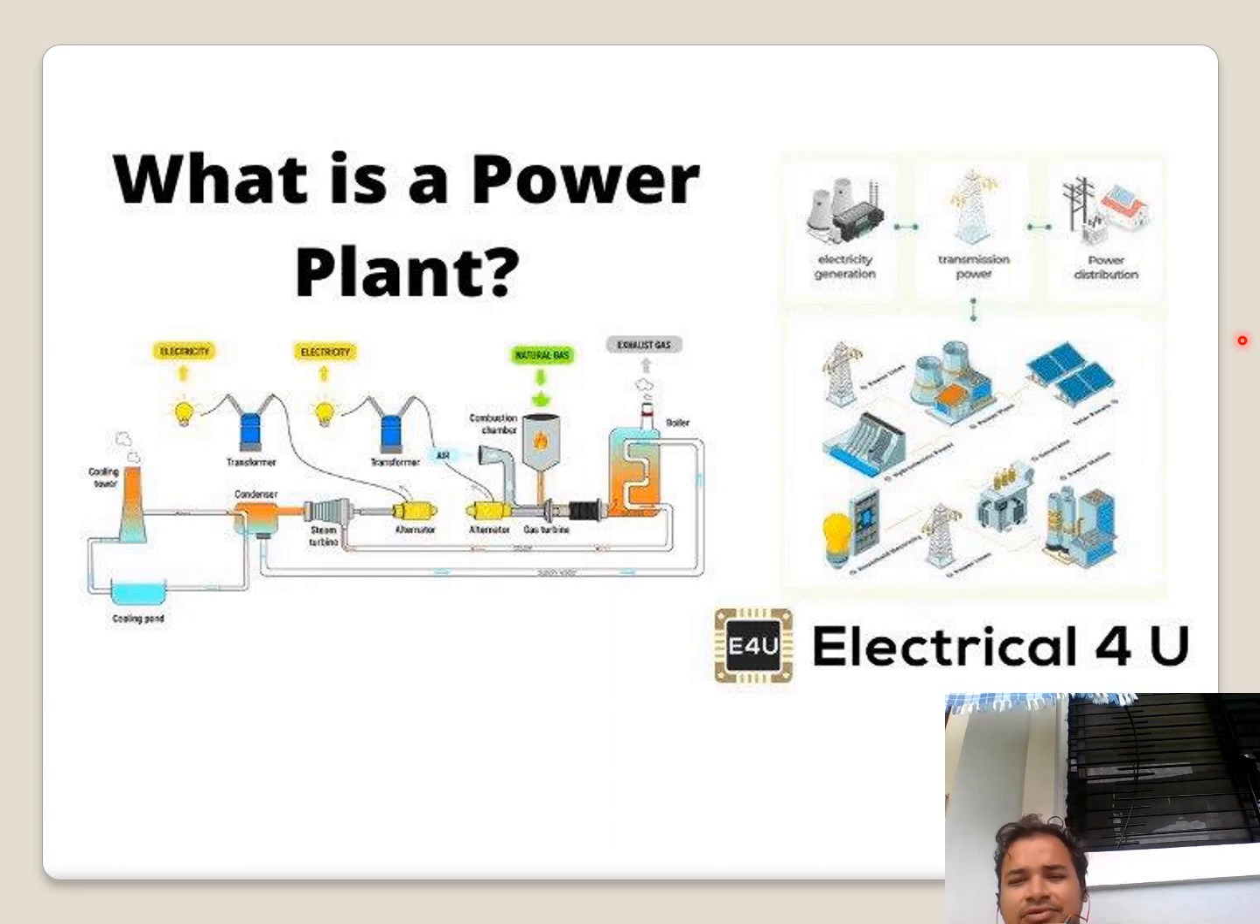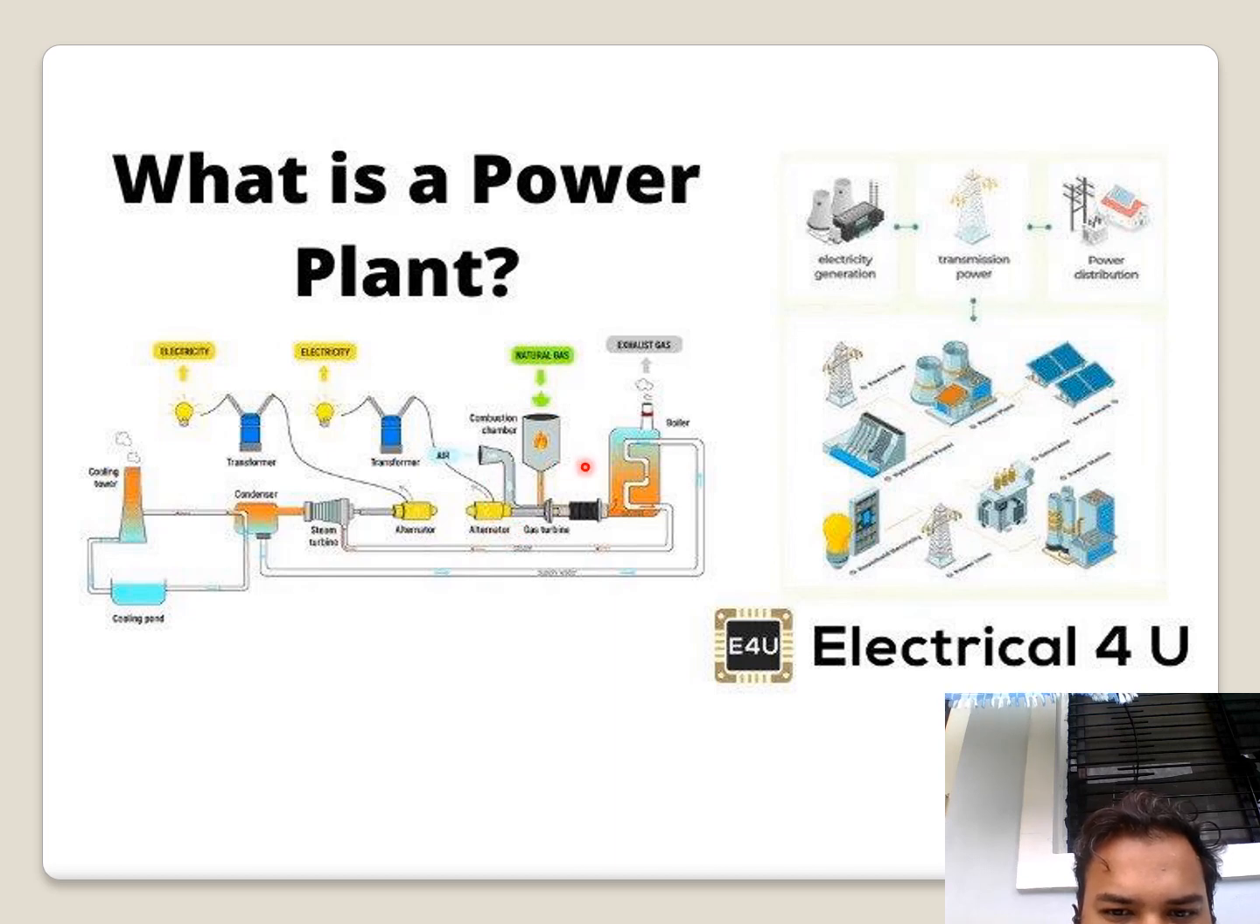So basically, let us first focus on what a power plant is. This is the picture that you can see here. First is the cooling attenuator, and after that the condenser, then steam, again an attenuator, the second attenuator. This is the combustion chamber.